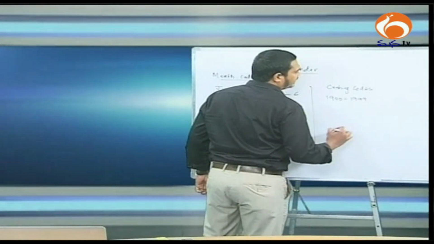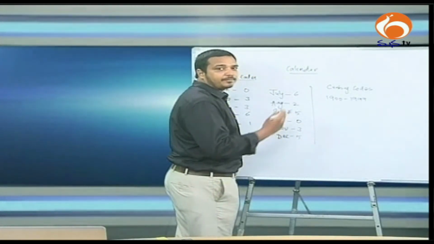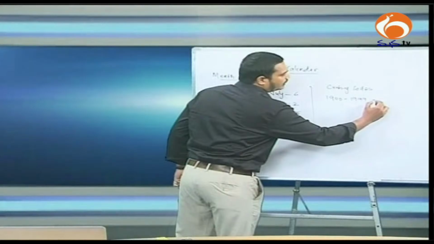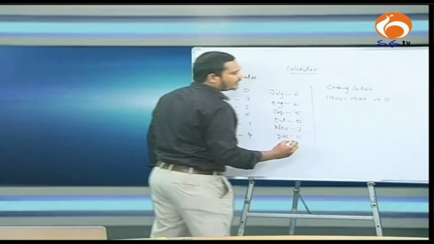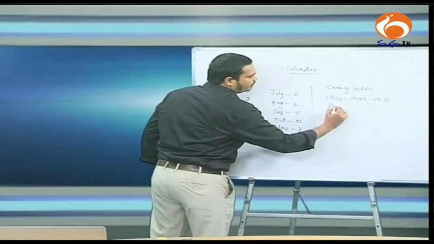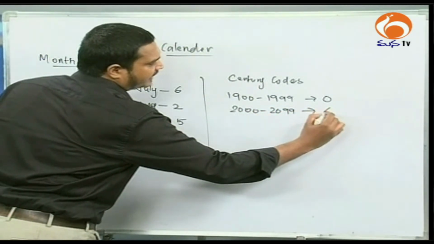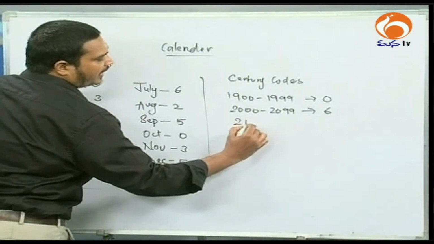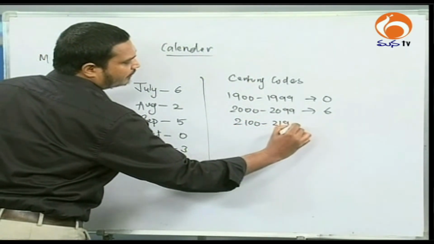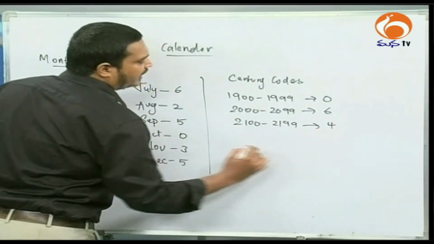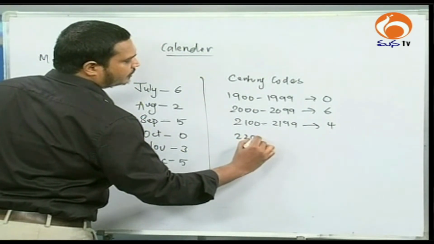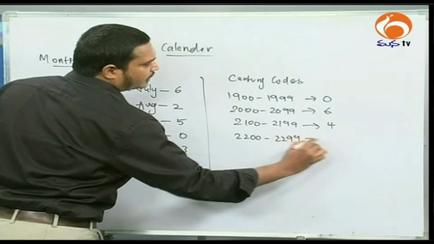So 1900 to 1999, so obviously 100 years for one century, and here the code is obviously 0. Alright, now next, 2000 to 2099. Here the code is 6, and then 2100 to 2199. For this 100 years it is 4, and then 2200 to 2299, and the code is 2.